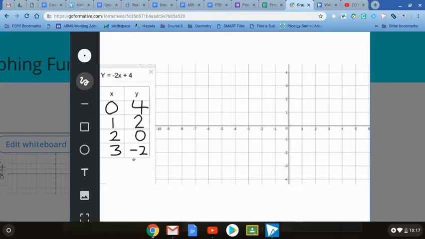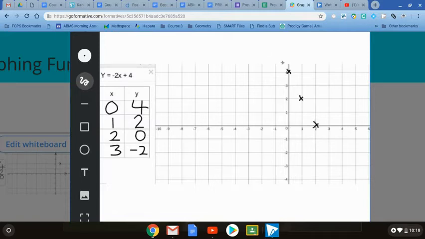So once I have some inputs and outputs, these are basically my ordered pairs. This tells me where to go over here on the graph to plot a point. So this is 0, comma 4. 0, comma 4 would be right here, and I put a point. I'll just put an X because that's easier. 1, comma 2. So I'm like, okay, 1 over, up 2. There's my next point. When I plot the next point, 2, 0, that means I go 2 to the right, stay at 0 on the y.